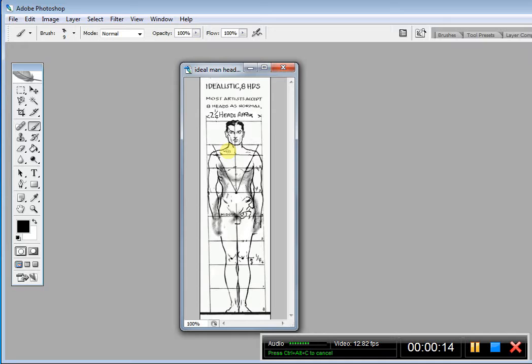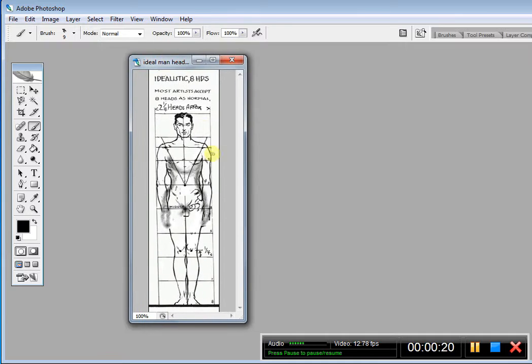Today I'm going to just talk about the idealistic man. Now, the idealistic man in this diagram, as you can see, is approximately 8 heads high and 2 1/4 heads wide. Now this was 2 1/3, but I've changed it to 2 1/4 because I think people don't tend to understand thirds that well and understand quarters better. So I've changed it to 2 1/4, which is approximately correct.